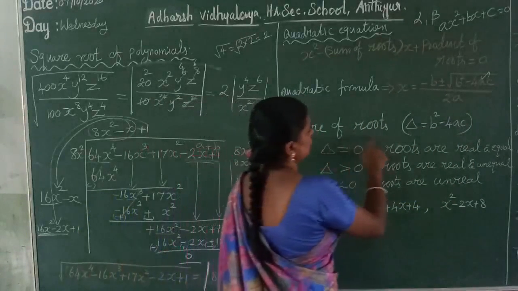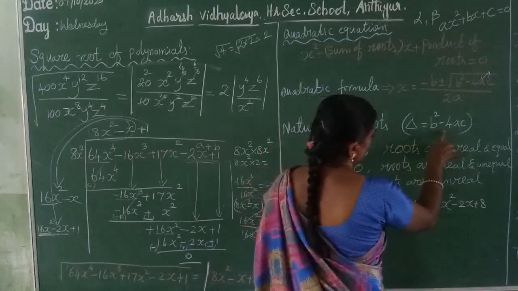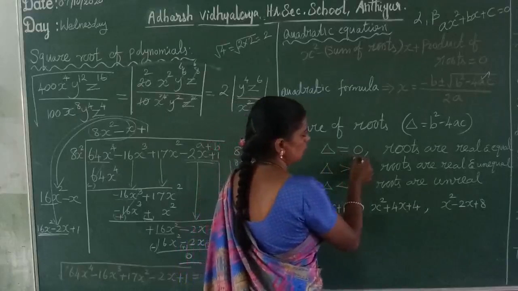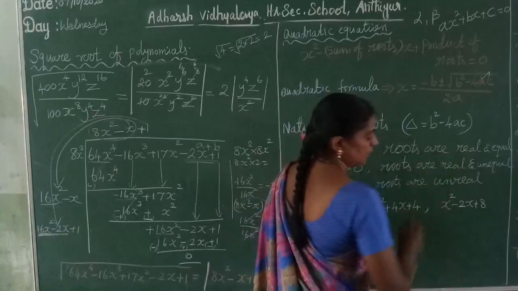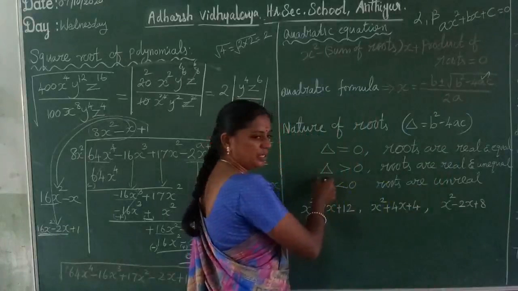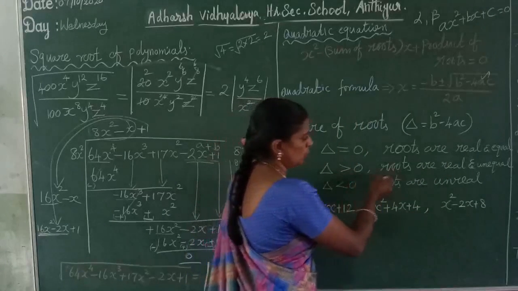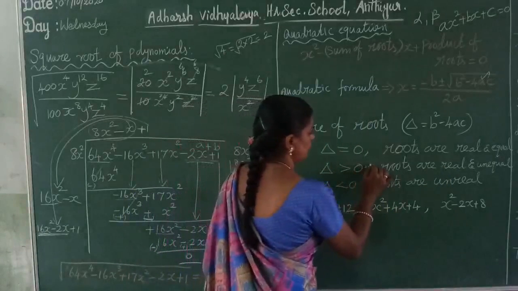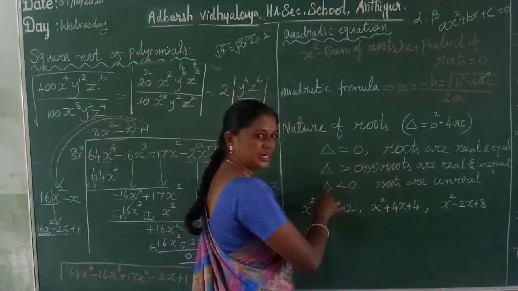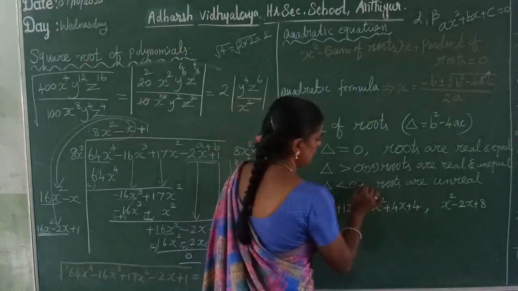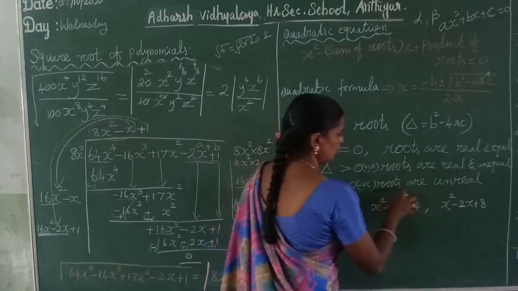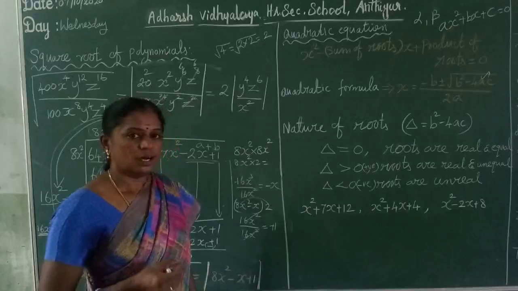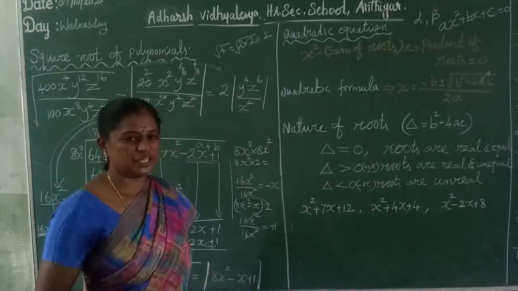Next, nature of the roots. Discriminant is equal to b square minus 4ac. If the discriminant value is equal to 0, the equation roots are real and equal. If the discriminant value is greater than 0, the roots are real and unequal. Greater than 0 means it is a positive value. If the discriminant is less than 0, that is a negative value, the roots are unequal, unreal or no real roots, or imaginary roots.